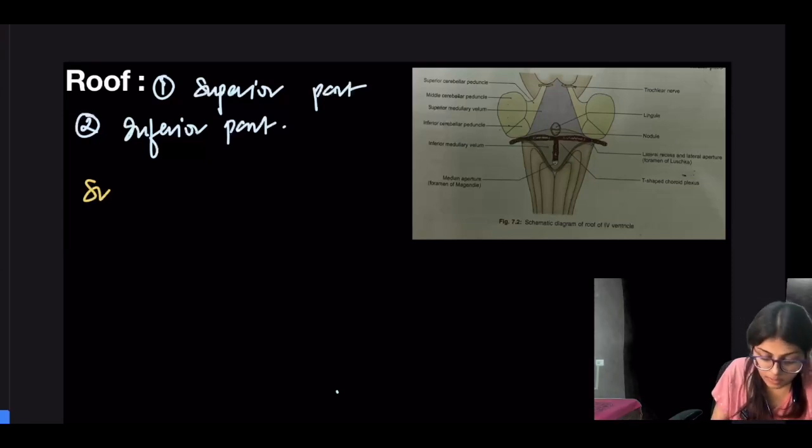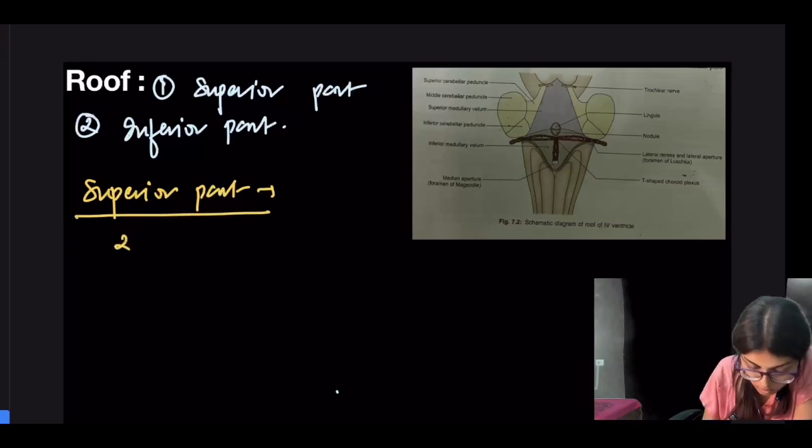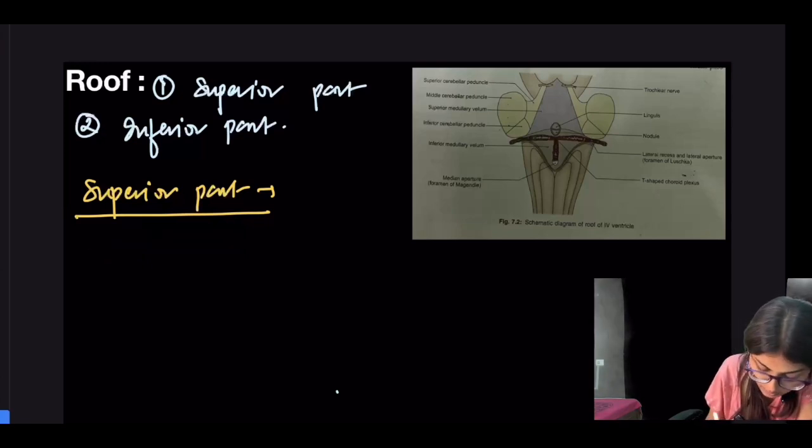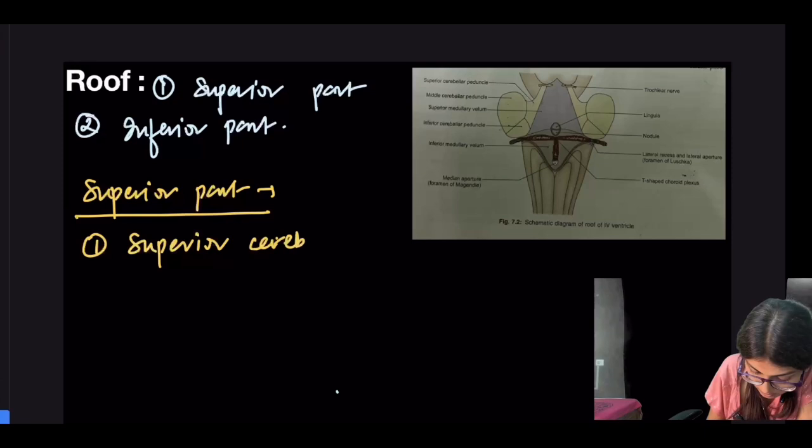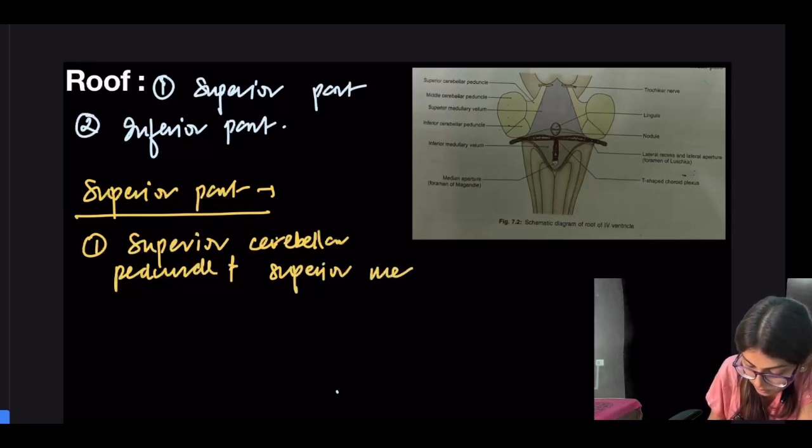So the superior part of the roof comprises two main headings. First is the superior cerebellar peduncle, and the superior medullary velum.